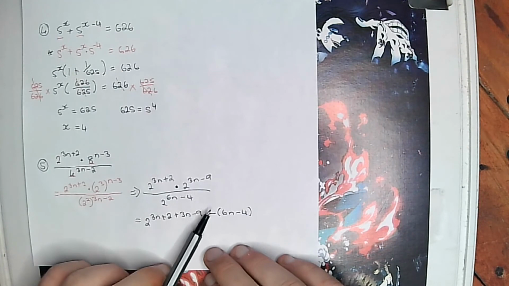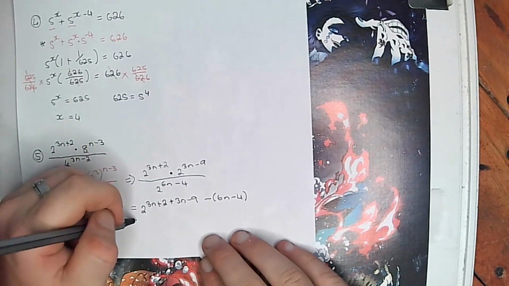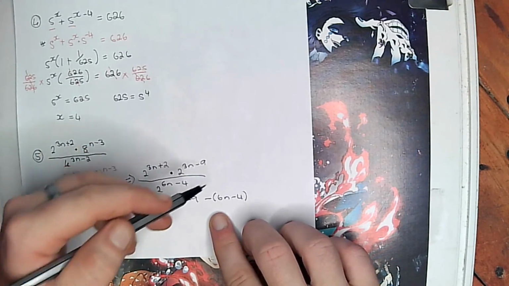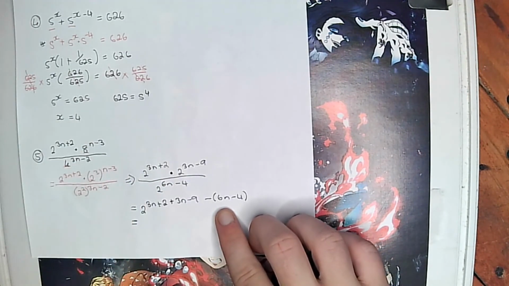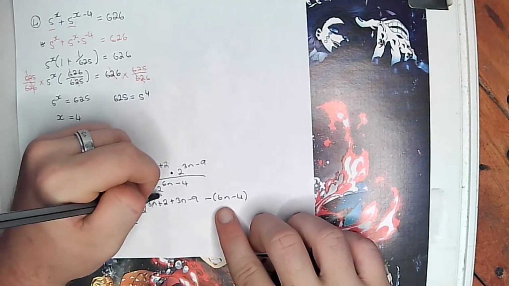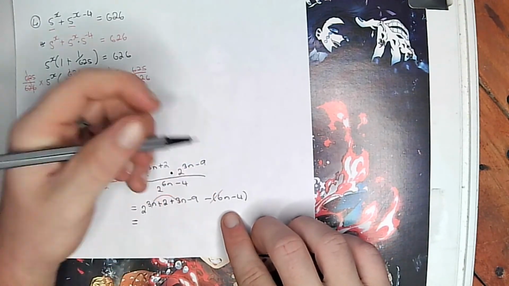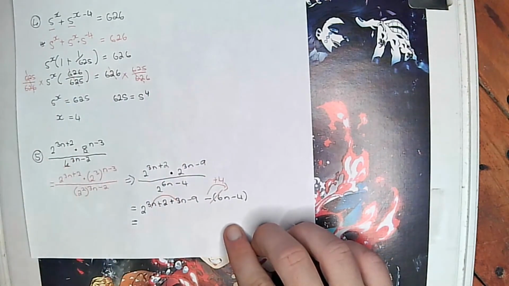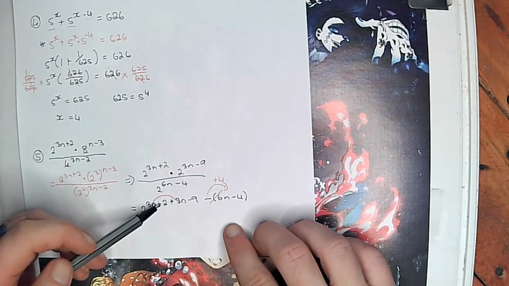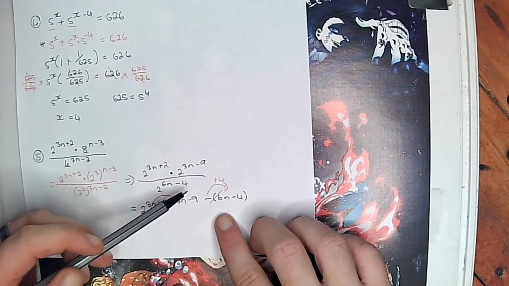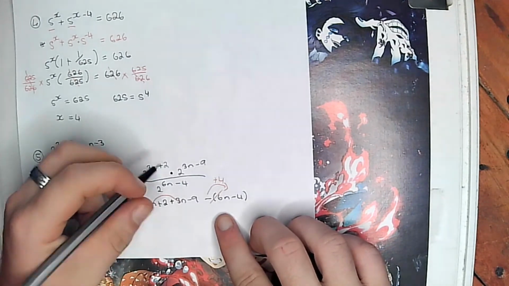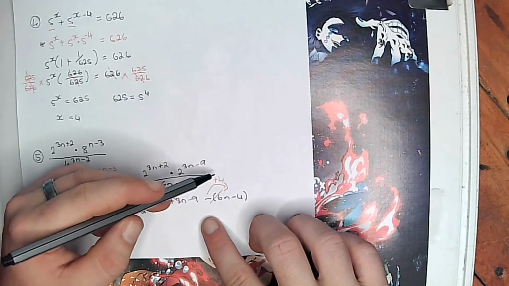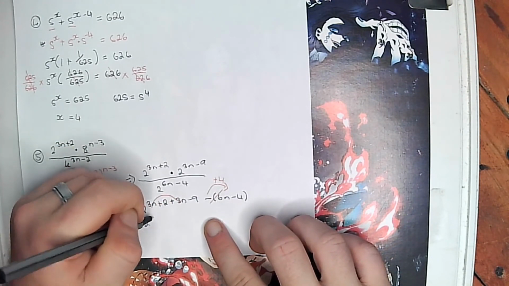So 3n plus 3n is 6n, right? Which means that this essentially will cancel out. These two will cancel out with this. The minus will multiply in, which will give me a positive 4. So 2 plus 4 is 6, minus 9 is negative 3. Then I have 2 to the power of negative 3, which is equal to 1 over 8.